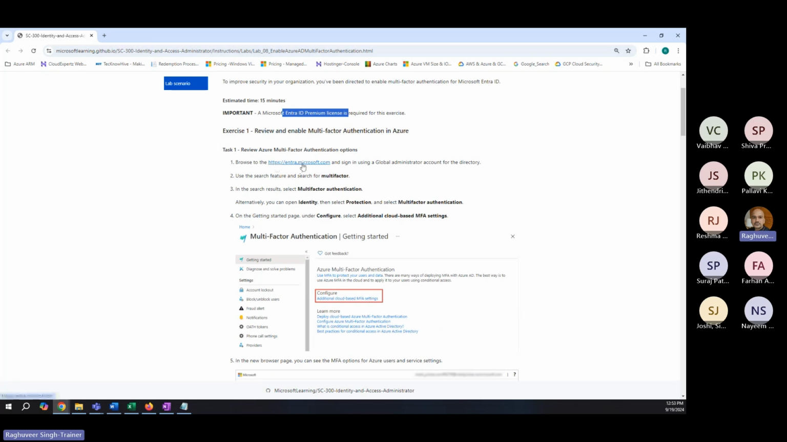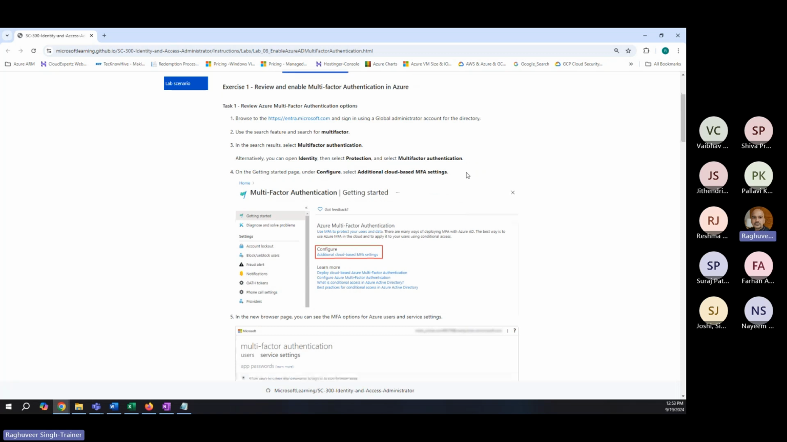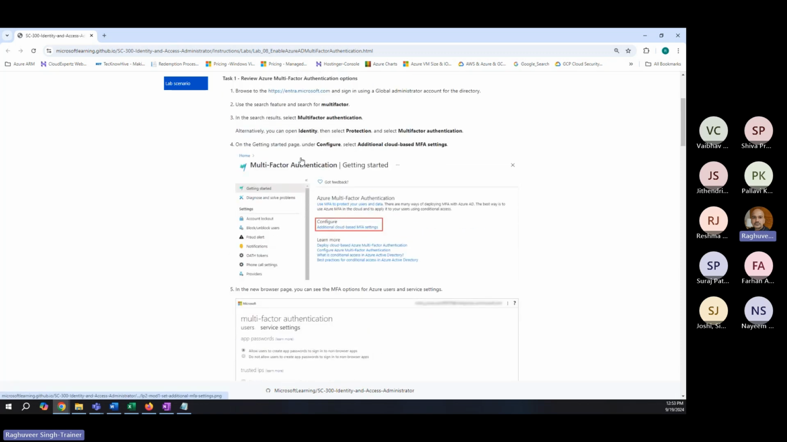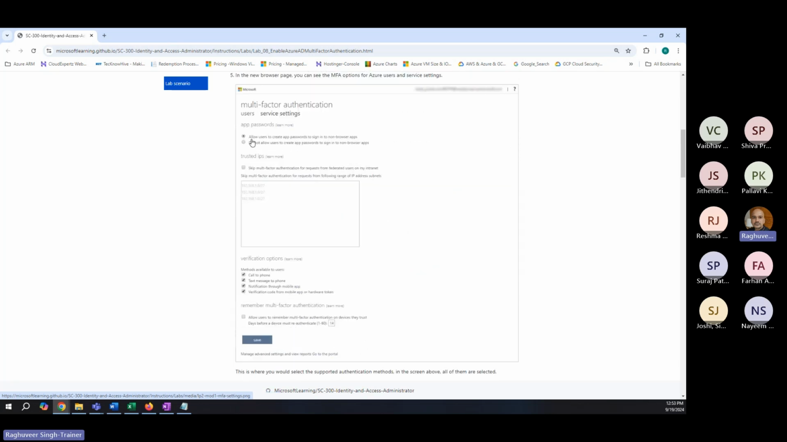So they basically navigate to Entra. In Entra, they search for multi-factor and navigate to it. You can directly navigate to multi-factor from identity protection and then multi-factor authentication. And then in multi-factor authentication, you navigate to configure. First you will configure additional MFA settings, which is additional authentication methods. And then here you can configure multi-factor authentication for users.